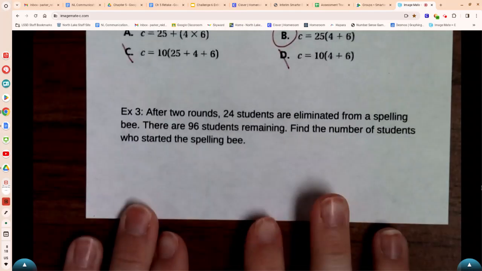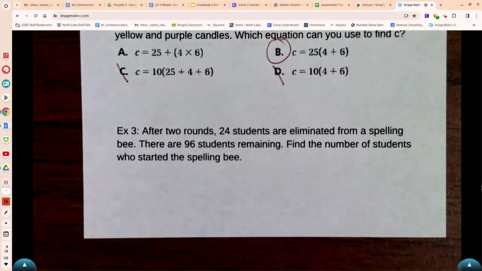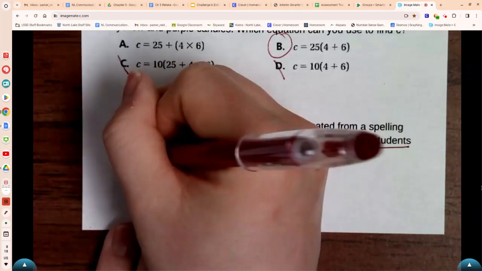Cool, last one. After 2 rounds, 24 students are eliminated from a spelling bee. There are 96 students remaining. Find the number of students who started the spelling bee. So we could definitely do this without writing an equation. I'm sure that you guys could just figure out the answer. But we are going to at least illustrate what it would look like to write this with an equation. The thing we do not know is the number of students who started the spelling bee.